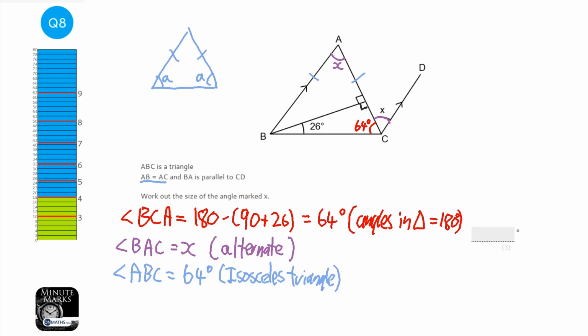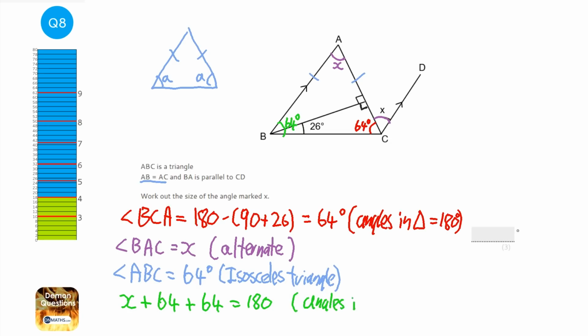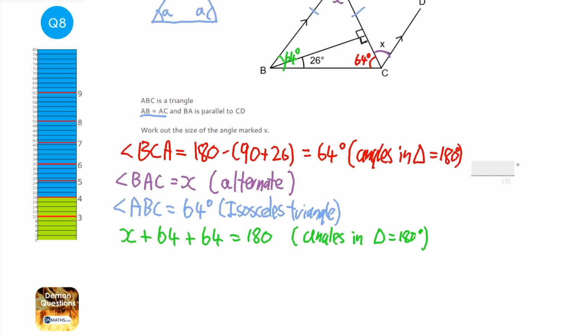Now, we've got all of the angles, so we know that x plus the 64 at the bottom plus 64 on the right hand side, so 64 on the left hand side plus 64 on the right hand side, we've got the 64 there from the previous question, equal 180 degrees, because again angles in a triangle equal 180 degrees. So we can finish it off by solving it.